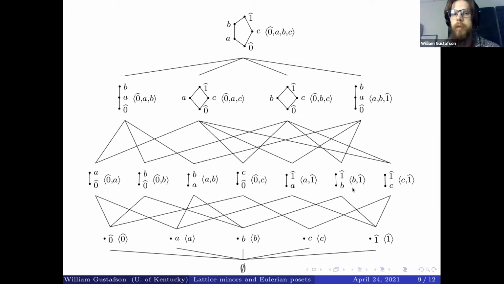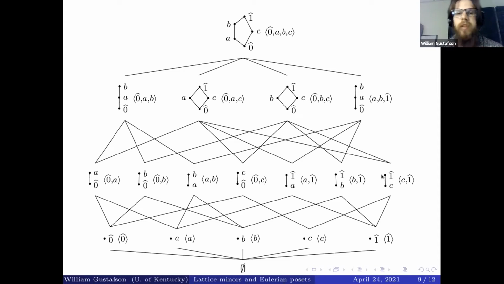So here when you contract by B, A will go to B. So you could have deleted it or contracted it beforehand. Those are up here and here. So that makes it lower rank. And here when we contract by C, A and B both go to the 1 hat maximal element. So you could have deleted A or B beforehand, and that makes this lower rank.